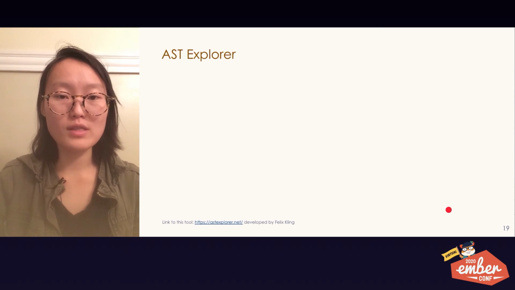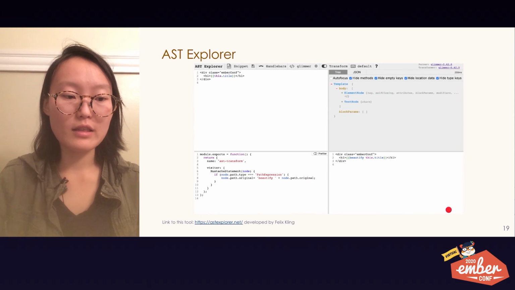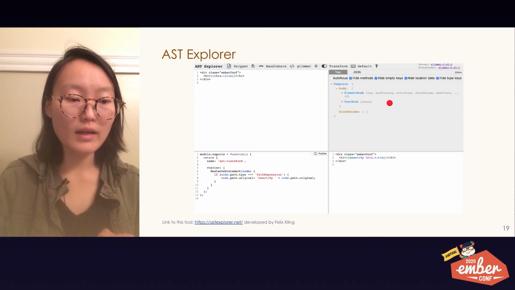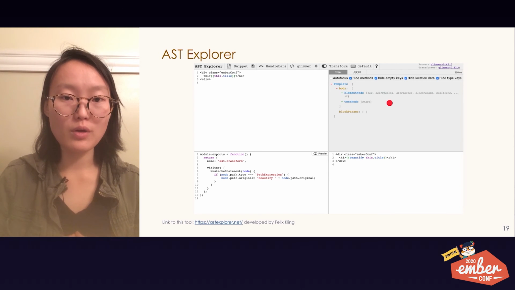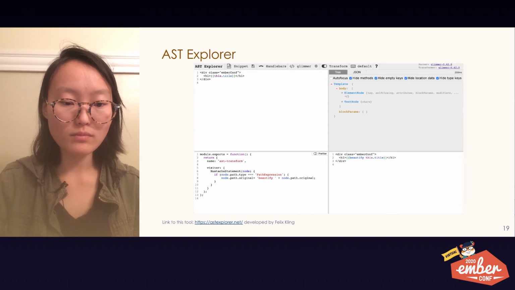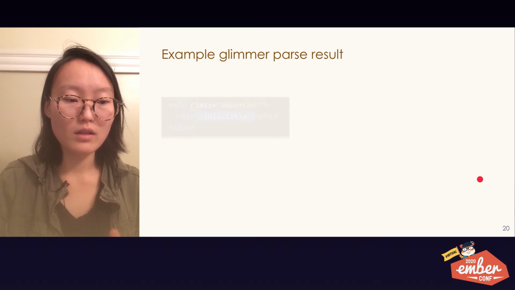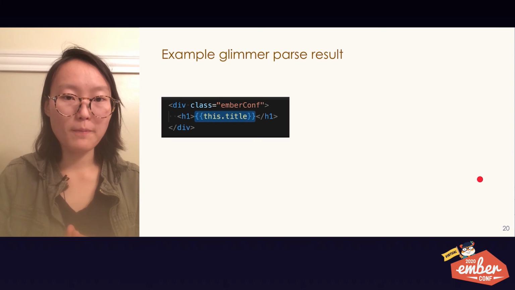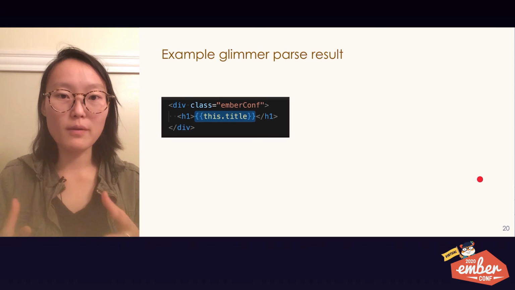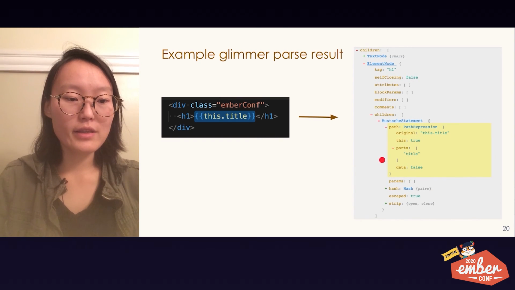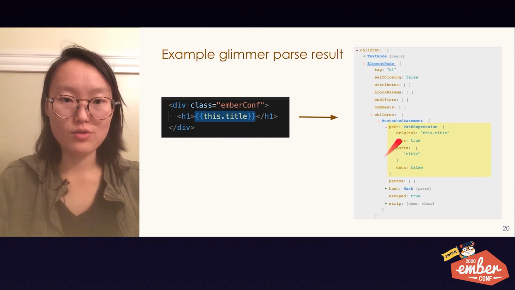To use this tool, you simply go to this website. The interface will look something like this. At the top left corner, you would have the code that you want to transform. And at the top right, it will output this abstract syntax tree with the tokens already parsed. So here I want to use a Glimmer Parser to do the job of actually building the abstract syntax tree. This will be the output of this abstract syntax tree.